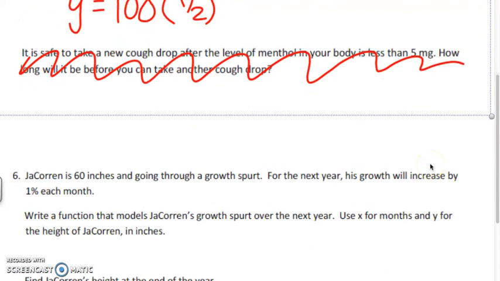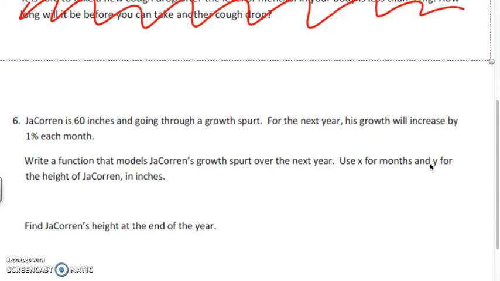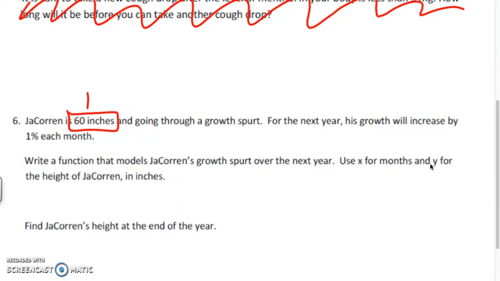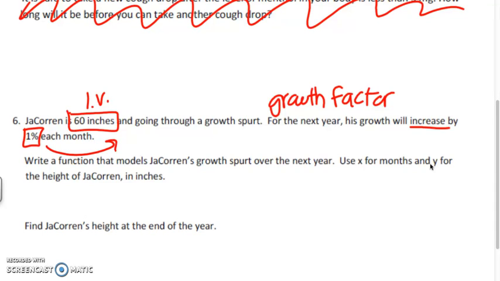Number 6. Jacorian is 60 inches tall and growing through a growth spurt. So 60 is probably going to be your initial value because that's what you started with. For the next year, his growth will increase by 1% each month. Okay? So it said increase, so you know you have a growth factor. Okay? But remember, the percent is your rate.